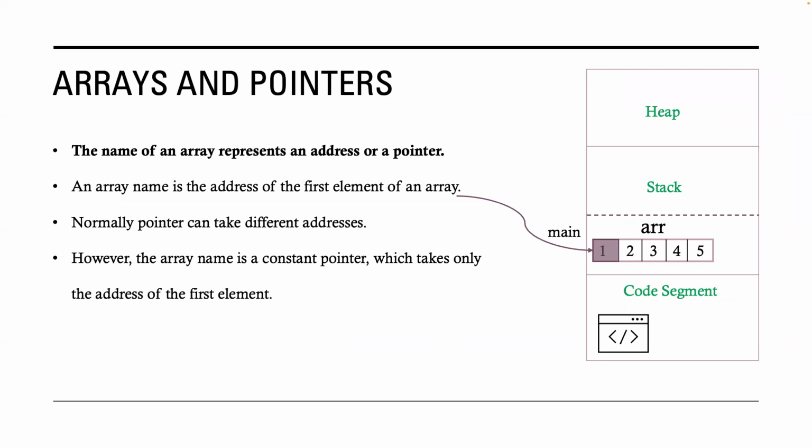An array name is the address of the first element of an array. Normally, a pointer can take different addresses. However, the array name is a constant pointer which takes only the address of the first element.